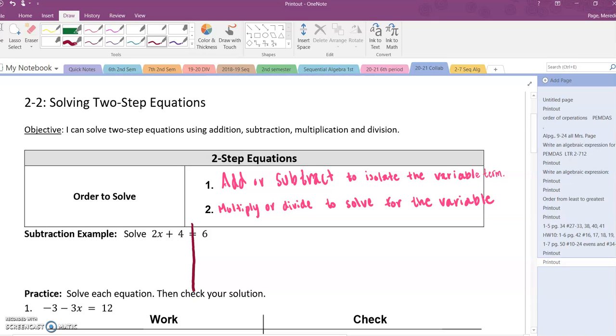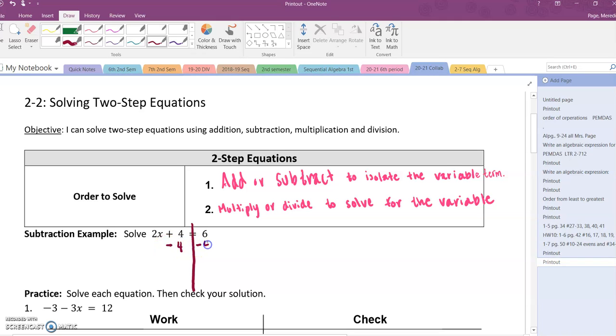So let's go ahead and apply the first step. It says add or subtract to isolate the variable term. Well, the variable term is the term that has the x, so that would be the 2x. In order to get that 2x by itself, we need to move the 4. That's the constant that we're going to be moving over. So add or subtract? Right now it's a plus 4, so to move it to the other side, we have to minus 4.